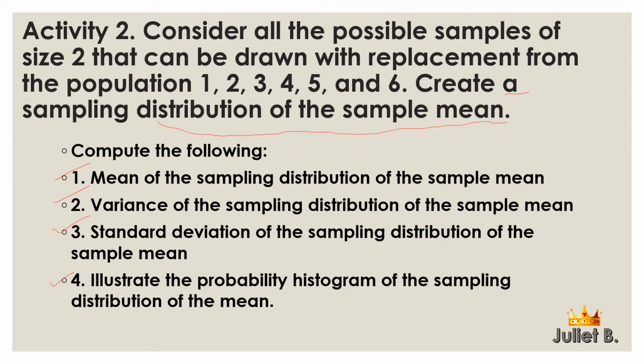If you notice, what we are looking for in number 2 is the same as what we looked for in activity number 1. Aside from that, we have the same population. The only difference is that from this given population, we will take samples of size 2. And after that, we will compare all the values we get for the mean, the variance, the standard deviation, and also our probability histogram.